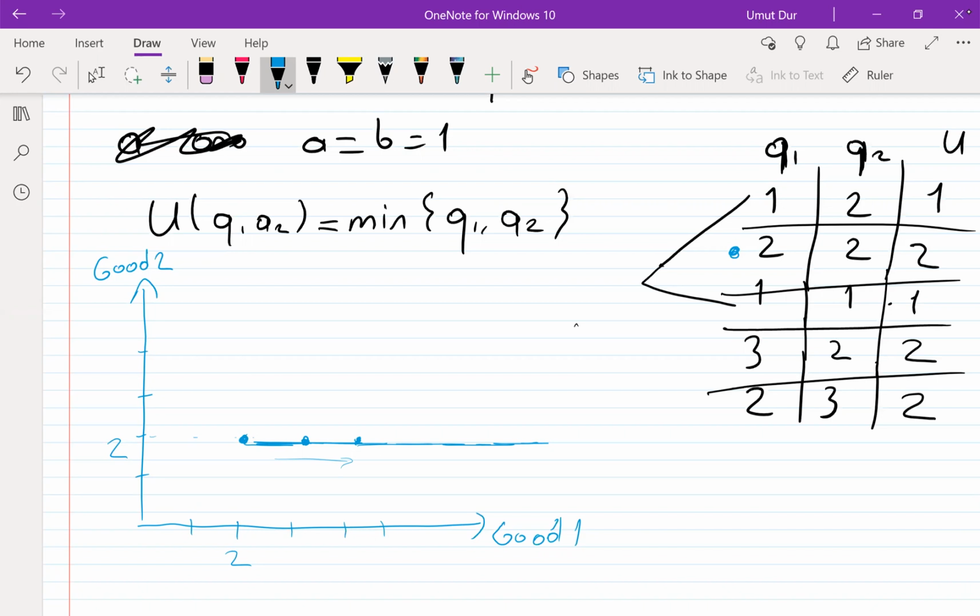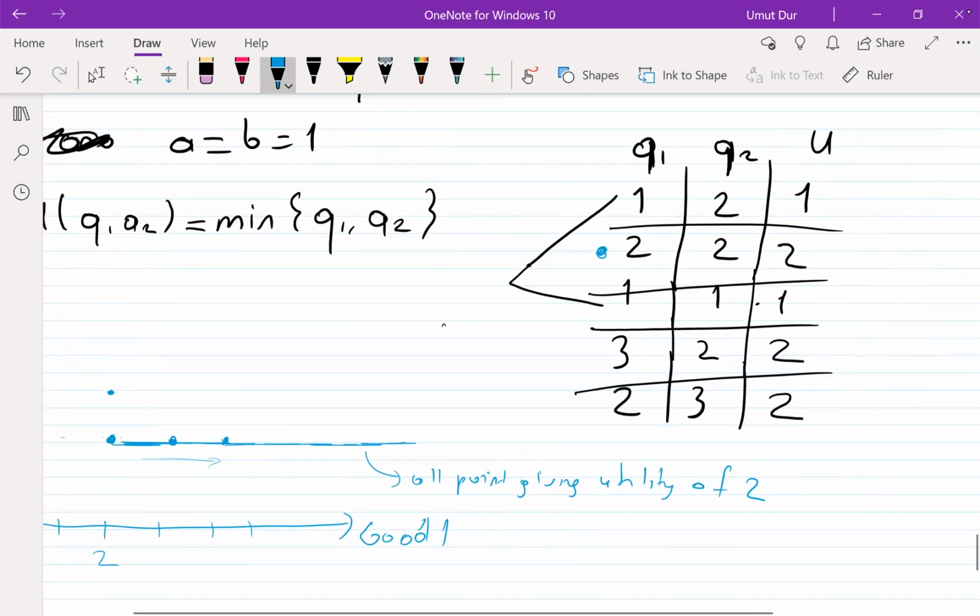Which is the utility all points are giving, utility of 2. What about going in this direction? If I increase the amount of good 2 by 1, keeping the amount of consumption for good 1 the same, does that cause an increase in my utility? No, it doesn't cause an increase in the utility.